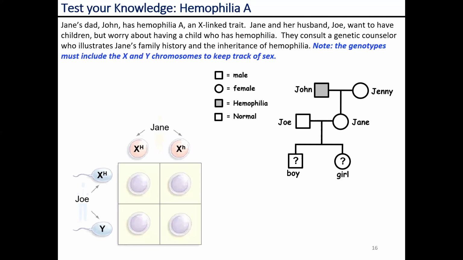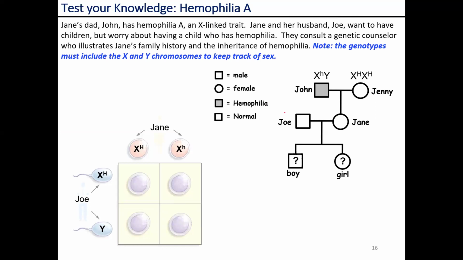Looking at this over here, it says Jane's dad, John, has hemophilia A. So it's going to be an X-linked trait, and Jane and her husband Joe want to have children, but worry about having a child who has hemophilia. They consult a genetic counselor who illustrates Jane's family history and inheritance of hemophilia. So what we're going to do is fill out our pedigree first.